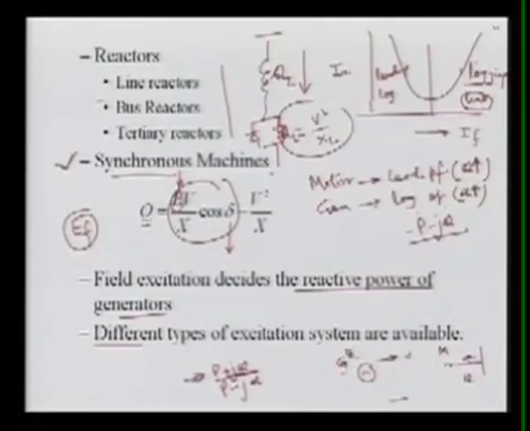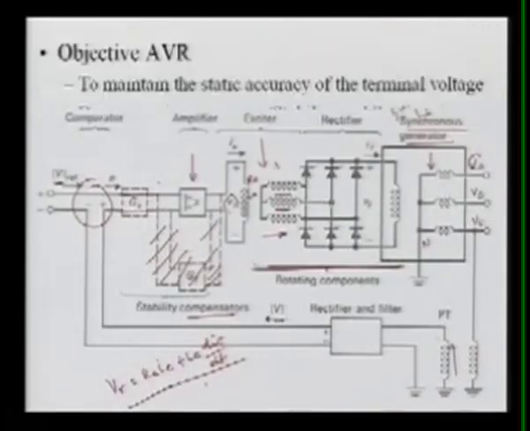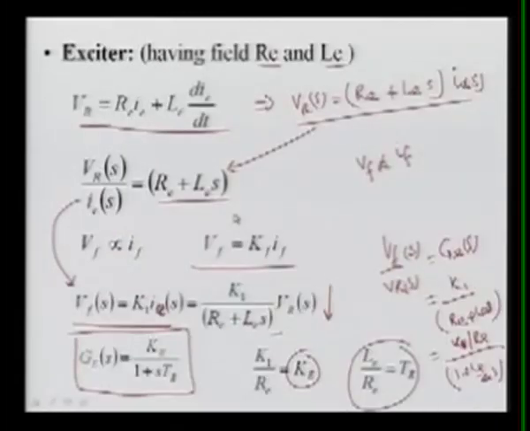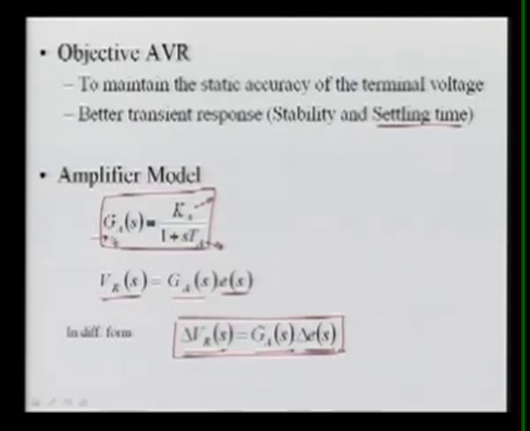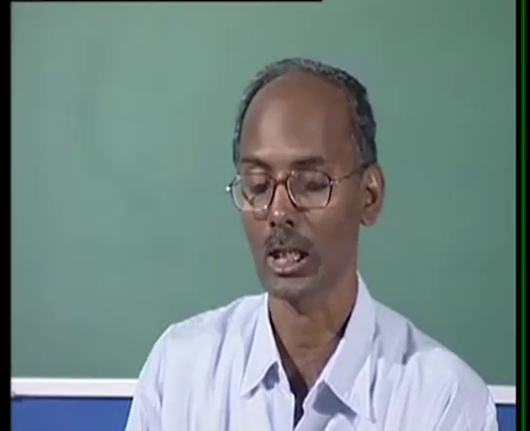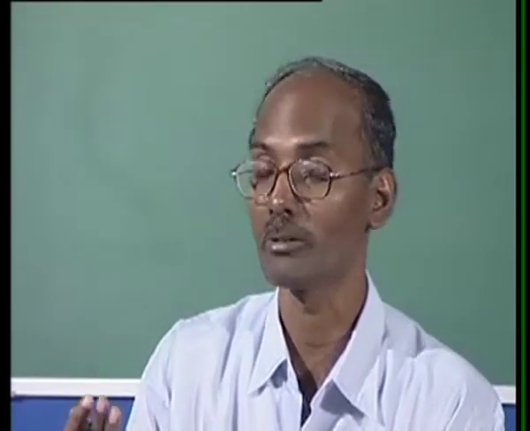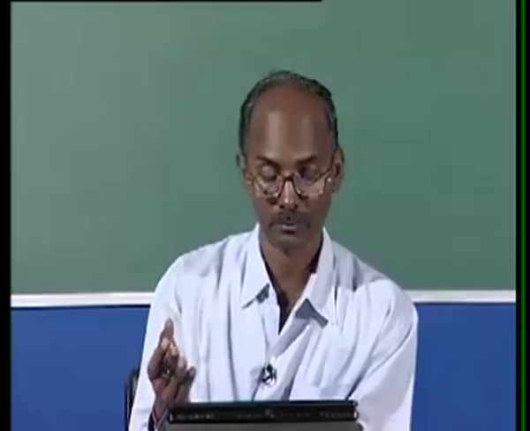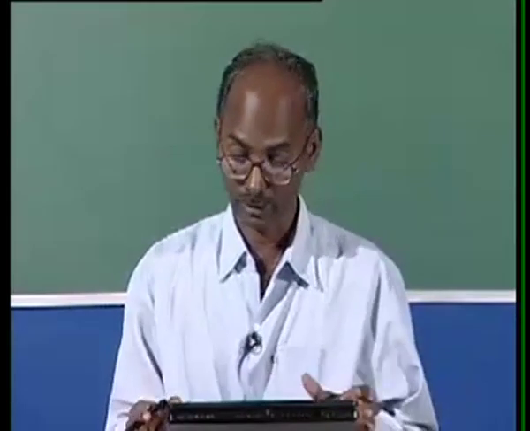Here we find various components. Then we saw the AVR loop, and we modeled our amplifier with this one. I did not consider much, I just took the first order transfer function, that is the amplifier gain, 1 plus sTa. The time constant and gain basically depend upon which type of amplifier you are using. If you are using an Amplidyne amplifier or a static amplifier, the gains change accordingly. If you are using a static amplifier, then gain can be very high, but for others it may not be so. The time constant also, if you are using a static gain amplifier, is very small.